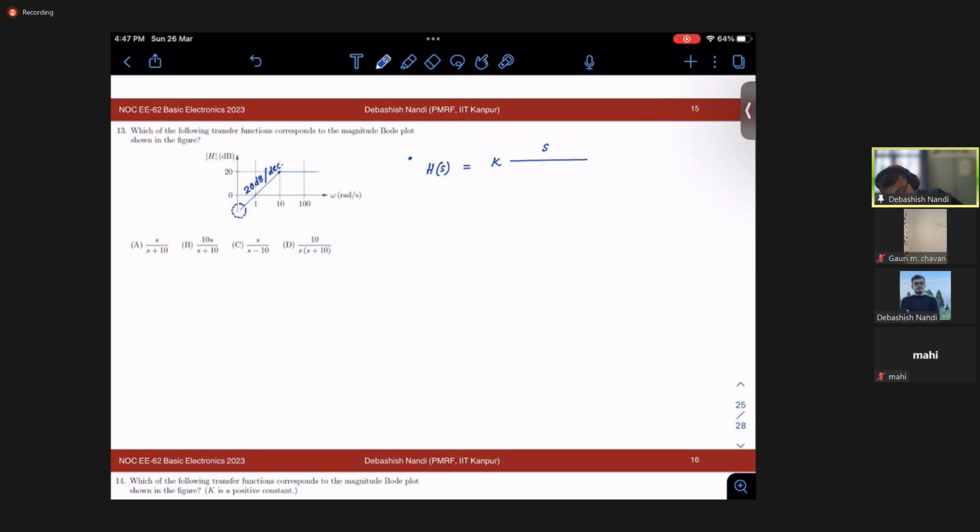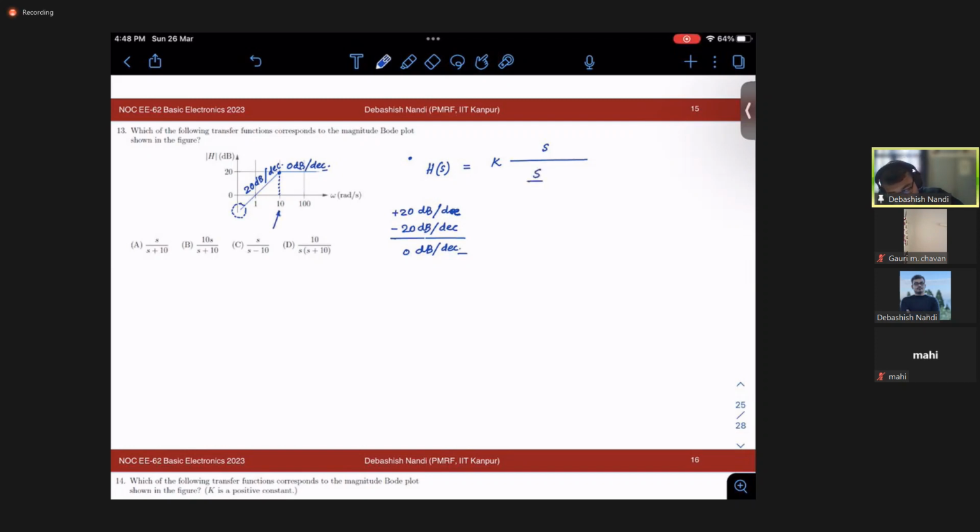And what about this point? After this point, I have a 0 dB per decade slope, right? That means this point introduces a pole. The plus 20 dB per decade and the minus 20 dB per decade due to the pole convert to a 0 dB per decade slope, right? This is called pole-zero compensation. So at s equal to 10, you have a pole.